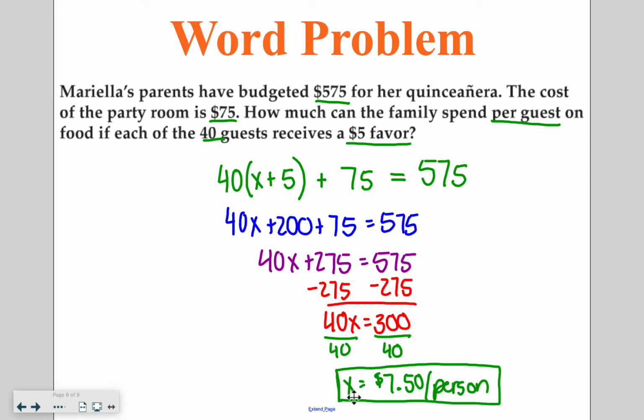As you finish solving this equation, you're going to distribute, combine those like terms, and then solve like a regular equation to find out that it is $7.50 per person.